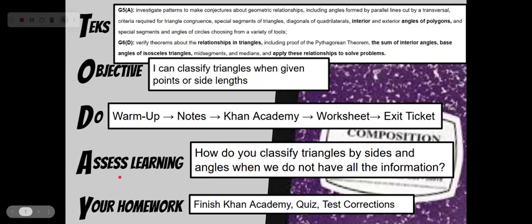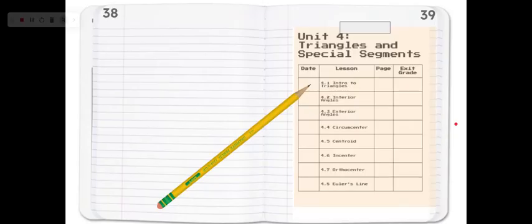Here is a recap lesson of our first lesson in Unit 4. So we'll start off with a warm-up. If you didn't grab it, grab one. And we'll take some notes on classifying triangles. And then there's some practice on Khan Academy and a worksheet that goes a little bit deeper into the concept. And then there's a short exit ticket.